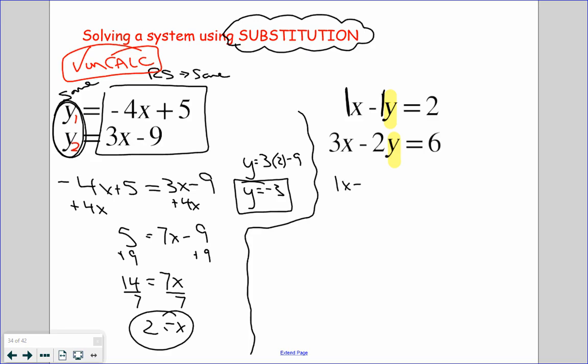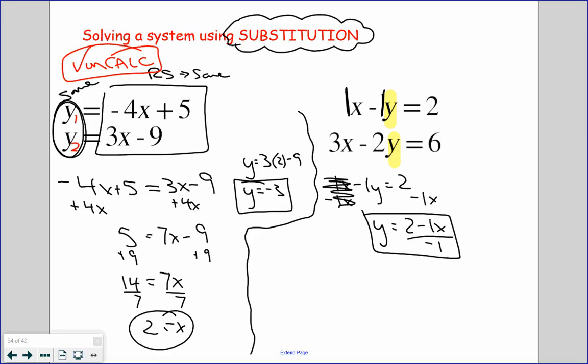So I'm going to minus the 1x from both sides. That leaves me with a -1 in front of the y. So now I have to divide by -1. So there's the first one. For the second one, I'm going to minus the 3x from both sides. That leaves me with a -2 in front of the y. So I'm going to divide everything by -2. There's the other one.